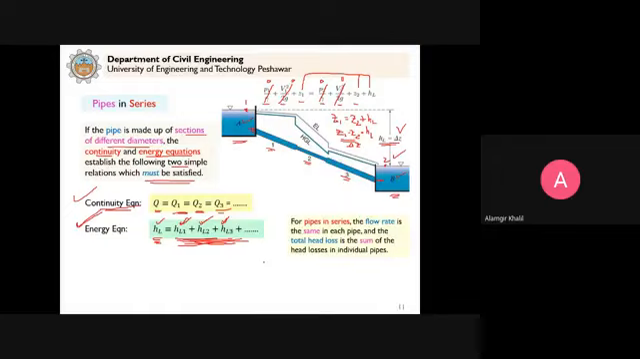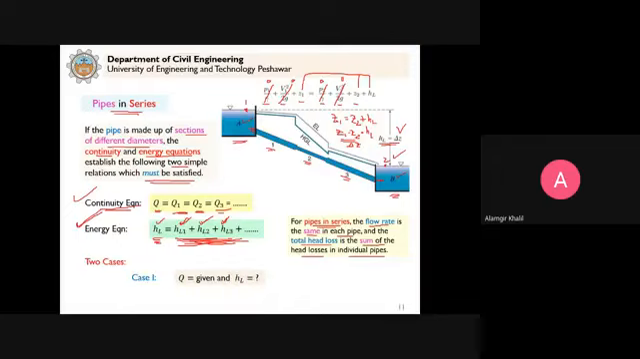So to summarize the discussion, when pipes are connected in series, the flow rate is the same in each pipe, and the total head loss is the sum of the head losses in individual pipes. Clear? So now, to do the analysis of pipes connected in series, we can have two cases.